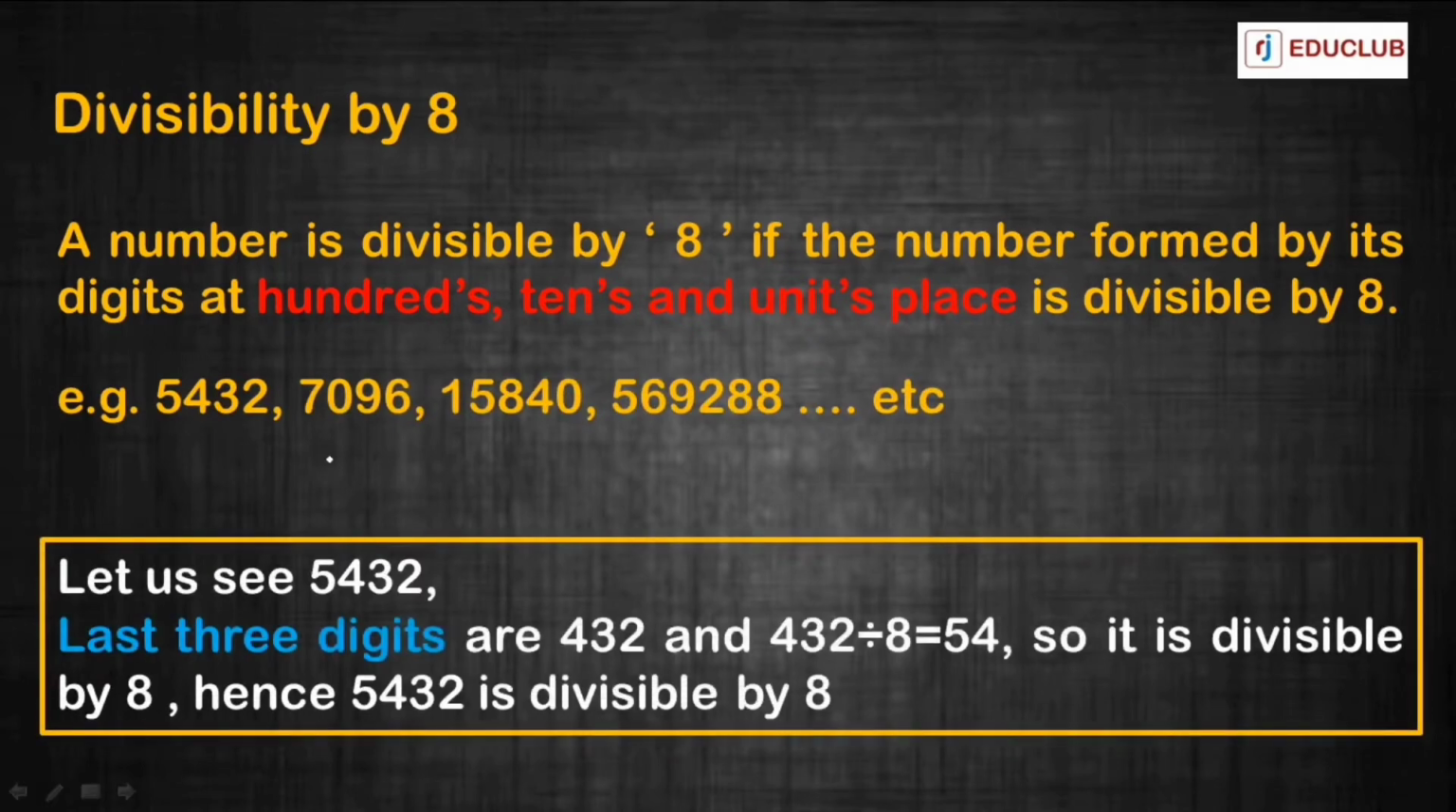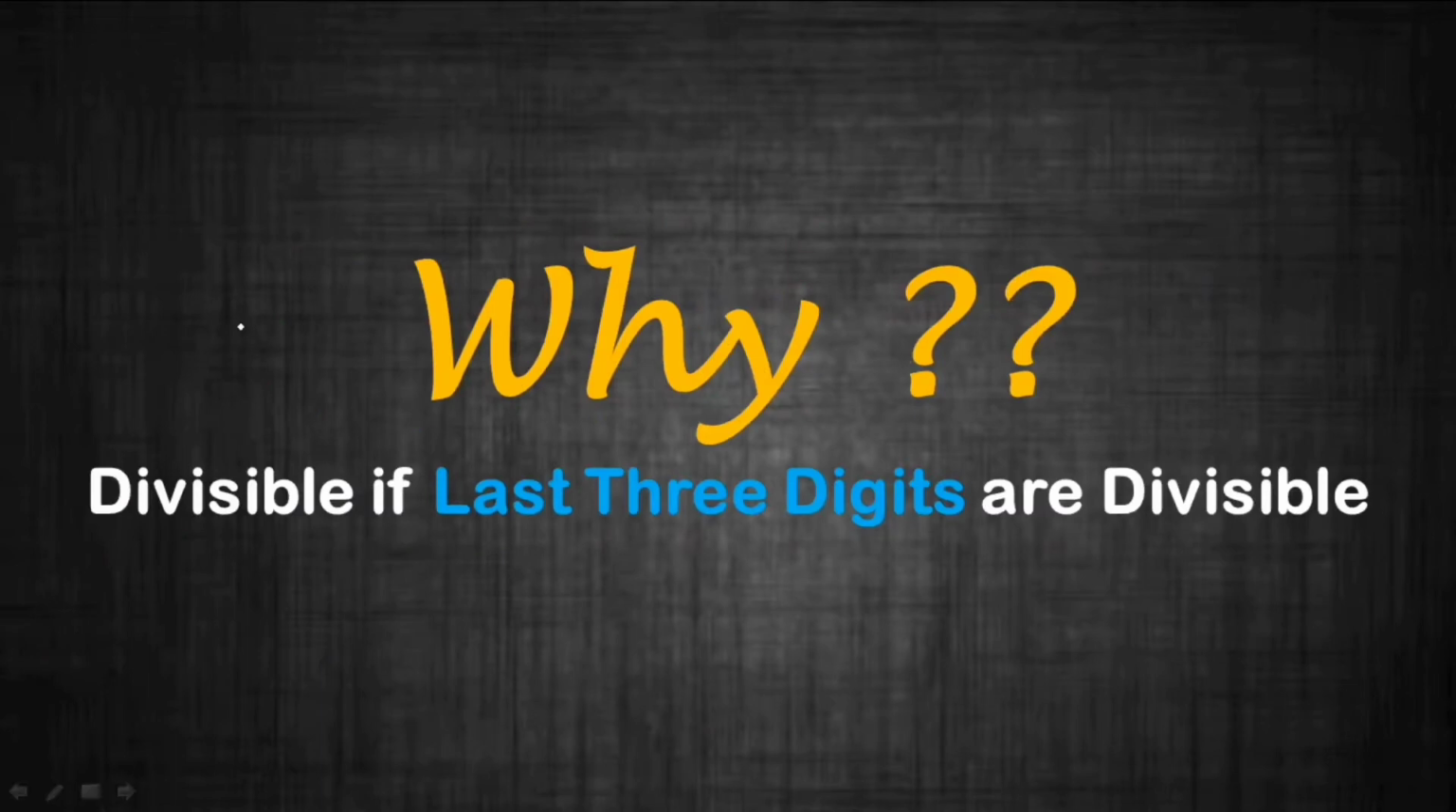Let us see 5432. Its last 3 digits are 432. Units, tens and hundreds place digits. Last 3 digits 432. When we divide it by 8, we get 54. So it is divisible by 8. Hence we can say 5432 is divisible by 8.